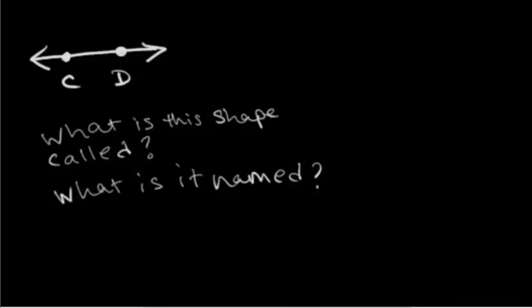Okay, this geometric shape is called a line because it has the two arrows on either side. It goes on and on forever in either direction. And it's named line CD. And don't forget that we have to add the two arrows on top to signify that CD is a line and not a ray or a line segment.